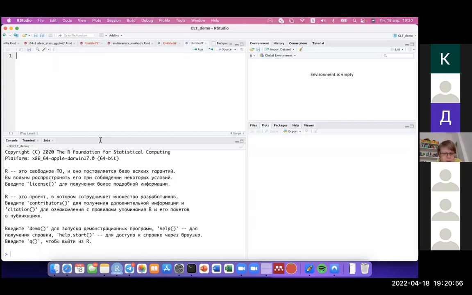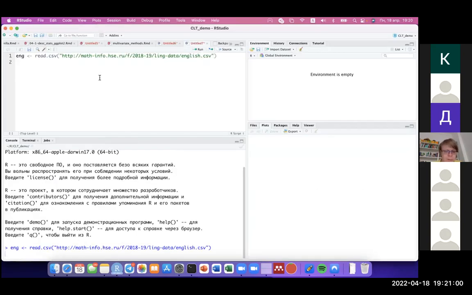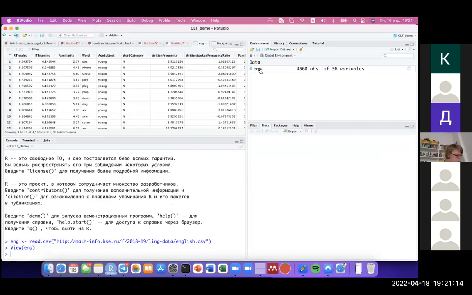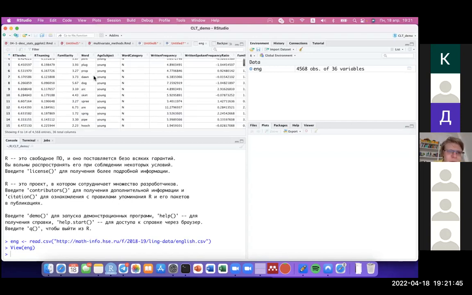So, okay, let's return to R. So there is a data set, and let's have a look what we have in this data set. It's a psycholinguistic experiment dedicated to lexical decision and word naming. In this experiment, subjects are asked to decide whether the word shown on the screen is a real word or not. Like door, okay, like the word that you can see here.